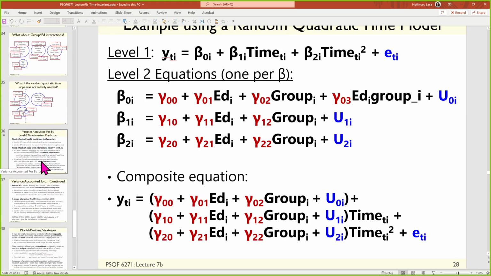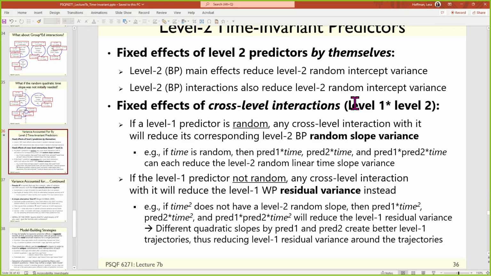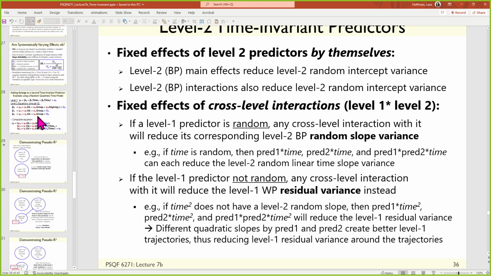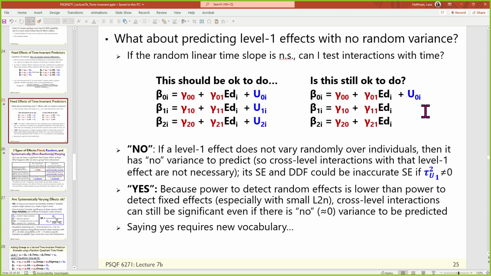If they're not, if this level 1 predictor inside the cross-level interaction is not random, then the cross-level interaction has to explain residual variance instead, because that's all that's left. So that's what would happen in a model that looks like this on page 25, where the u's are gone. This cross-level interaction of education and this one with time squared, they would explain the E variance instead. And that practice is somewhat controversial.